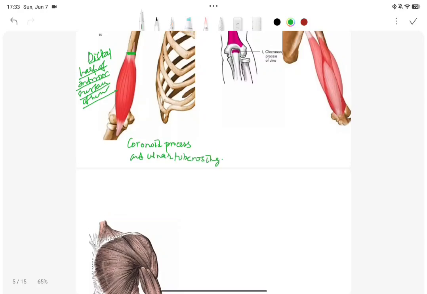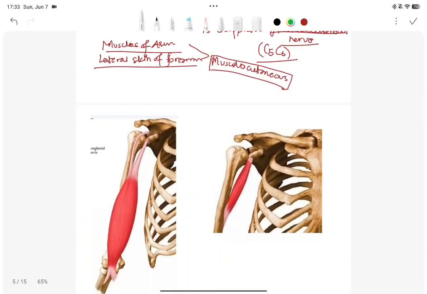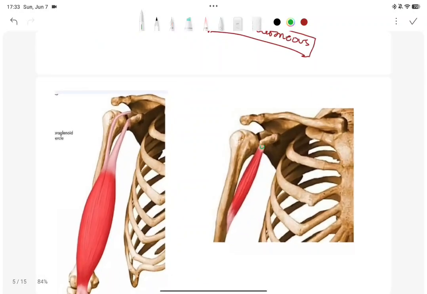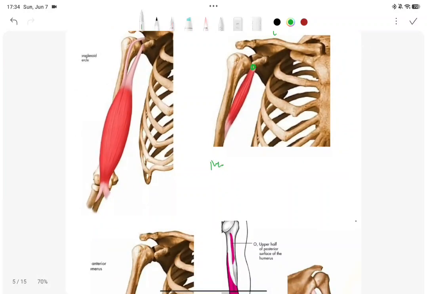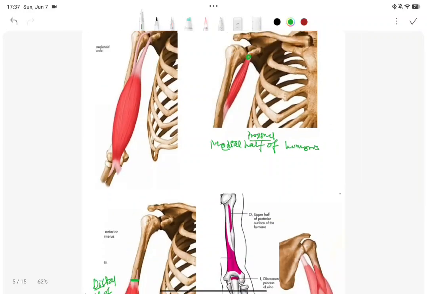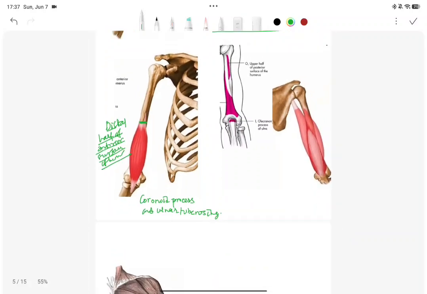There is also another muscle known as coracobrachialis, because it originates from the coracoid process. Originating from the coracoid process, it is inserted into the medial half of the humerus, the medial side proximal half, let's say. So these both muscles are supplied by the musculocutaneous nerve.